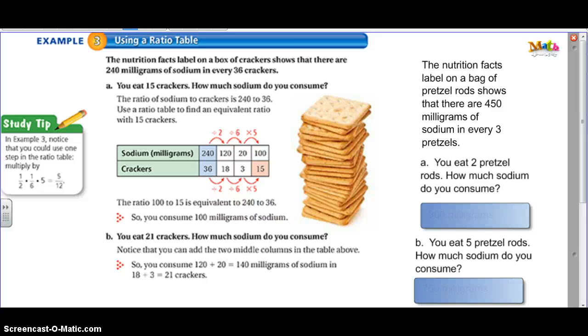Then you eat 5 pretzel rods. How much sodium do you consume? In this case, do you have to make another chart? That's up to you. Or is there a way you can try to figure it out the way they did over here in part B? Go ahead and pause the tape, figure out your answer, and come back.